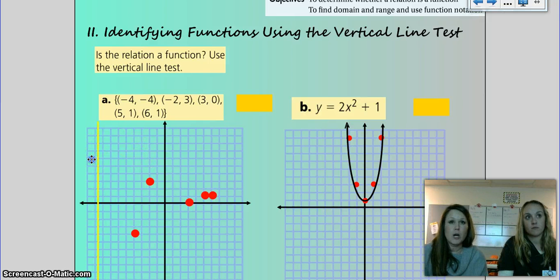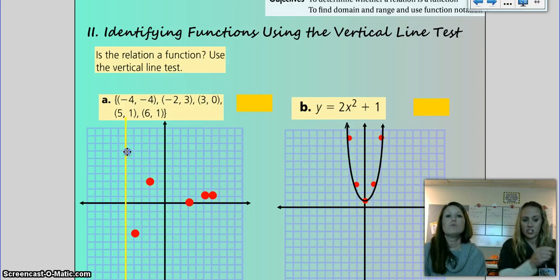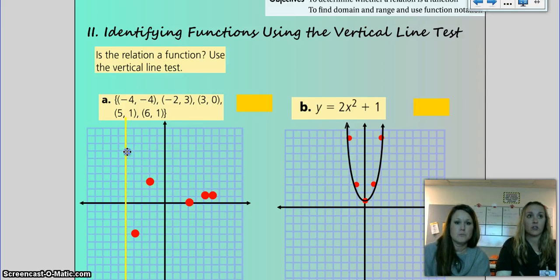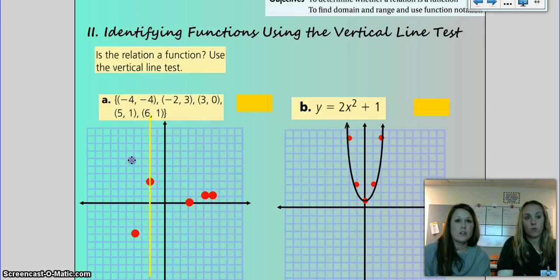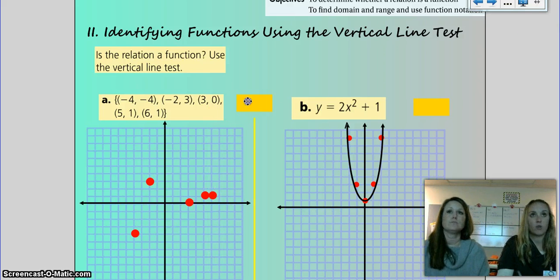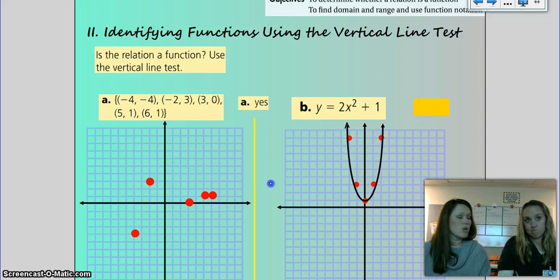We can take our little bar. So here's our vertical line. If I just slide it across, you can do this with a ruler, with your pencil, with anything, and just slide it across the graph. So I hit 1 point, 1 point, 1 point, still 1 point. So is this a function? Yes. Only hit 1 point at a given time, meaning there's one output for every input.